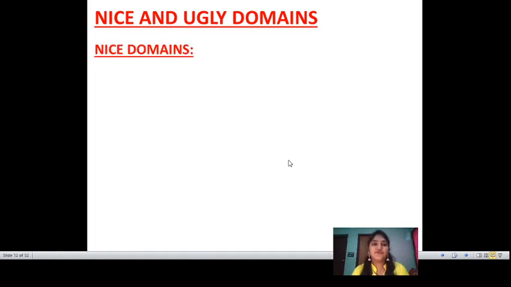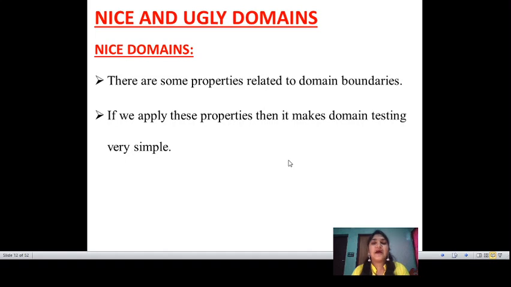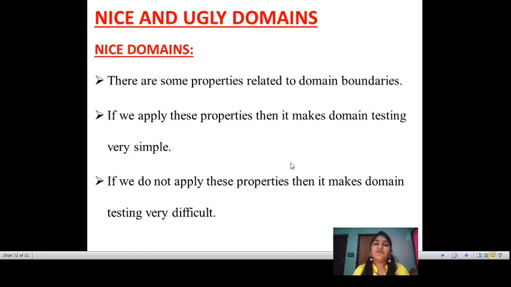So first one is nice domain. Nice domain means good domain. How can we say this is a nice domain? First, there are some properties related to domain boundaries, and those properties should apply to the particular domain. If we apply these properties, then it makes domain testing very simple. If it doesn't apply these properties, then it makes domain testing very difficult. So difficulty rises in domain testing when we don't apply those properties.